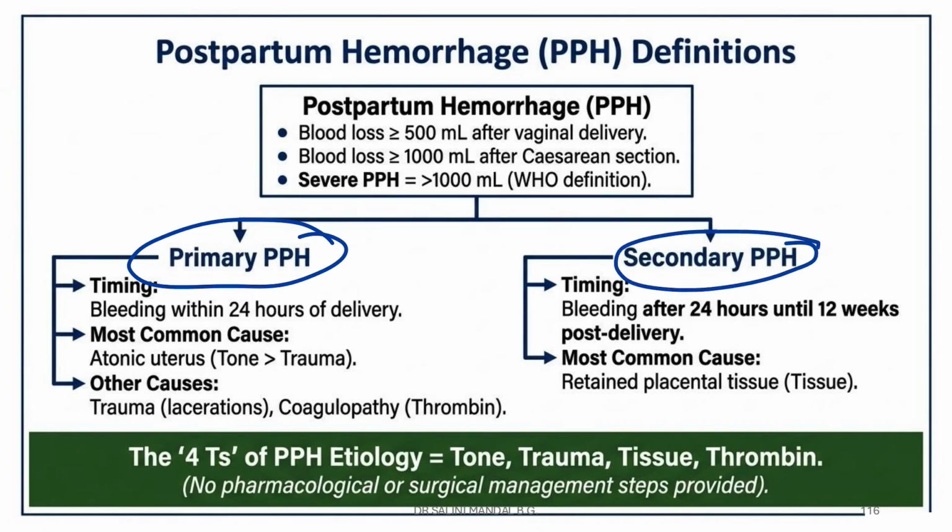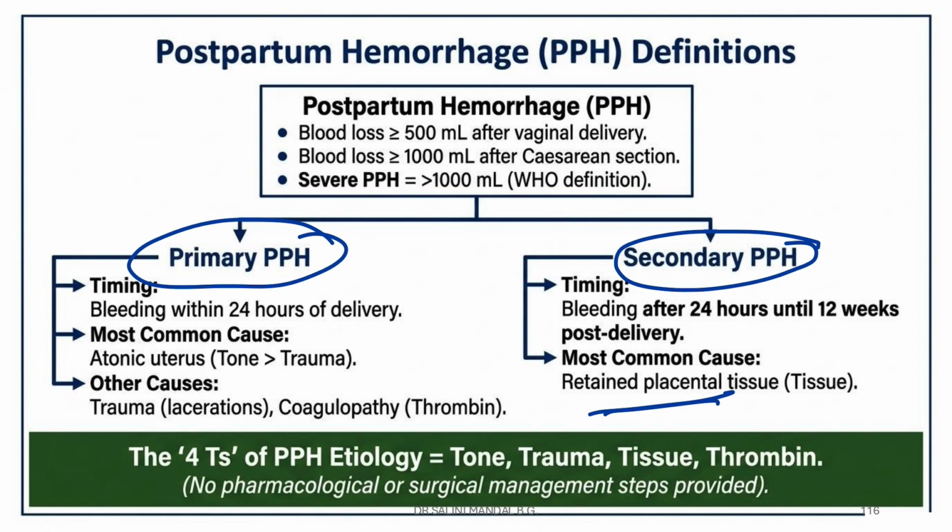Primary is the one which occurs within 24 hours of delivery, and the most common cause is atonic uterus. Other causes are trauma, coagulopathy, and so on. Later we have secondary postpartum hemorrhage, the bleeding which occurs after 24 hours, and up to 12 weeks there can be bleeding post delivery. The most common cause is retained placental tissue.